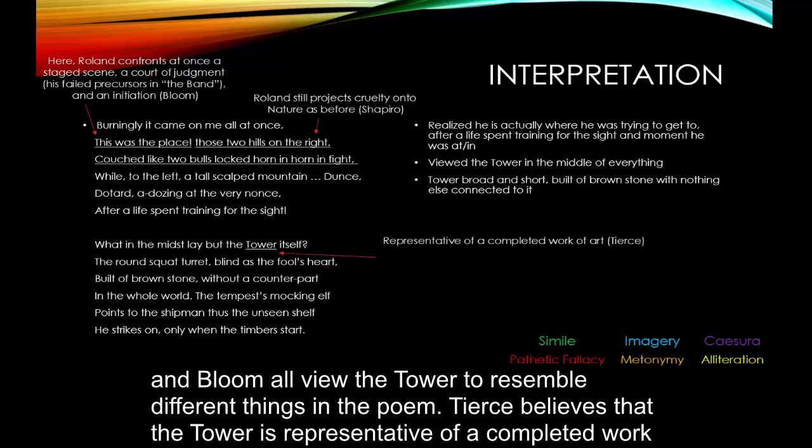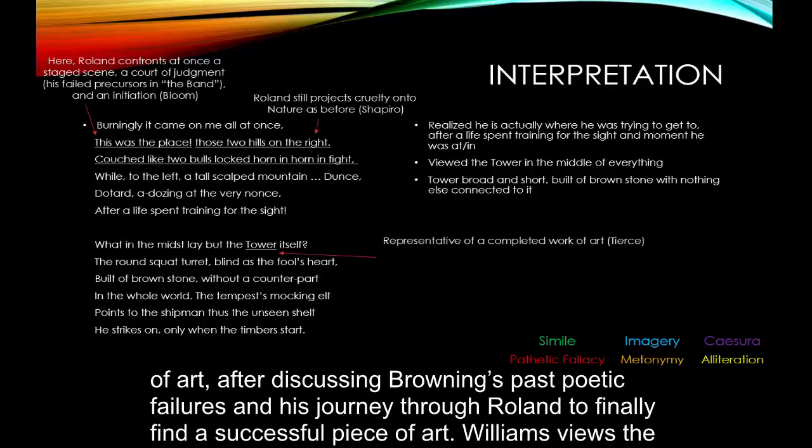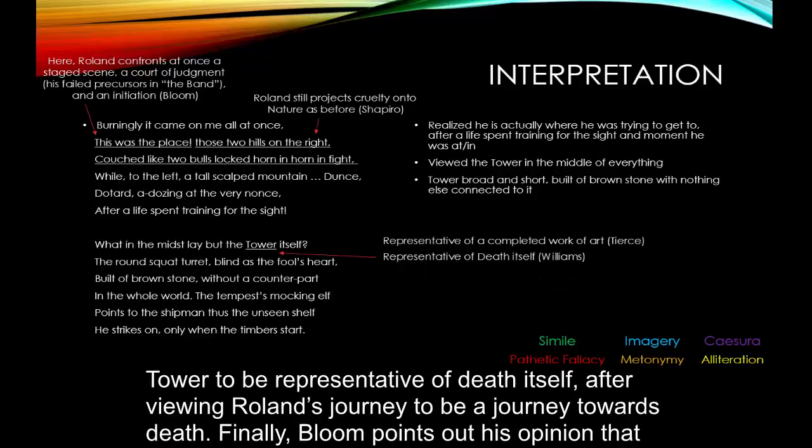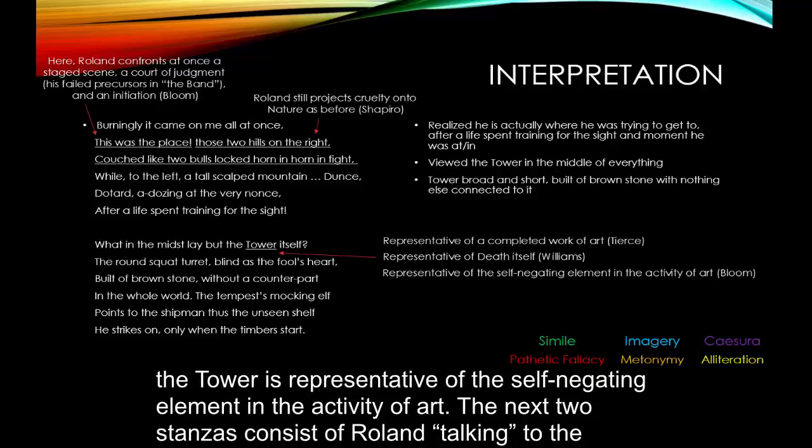Tierce believes that the tower is representative of a completed work of art, after discussing Browning's past poetic failures and his journey through Roland to finally find a successful piece of art. Williams views the tower to be representative of death itself, after viewing Roland's journey to be a journey towards death. Finally, Bloom points out his opinion that the tower is representative of the self-negating element in the activity of art.